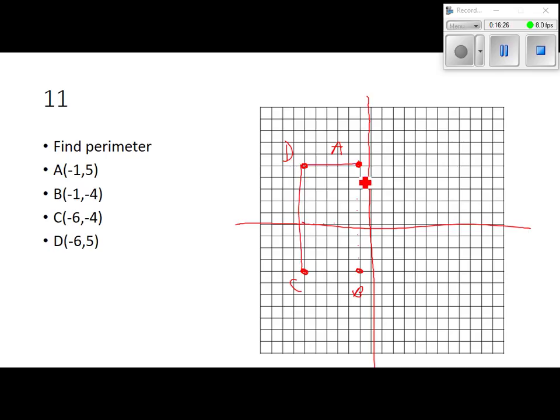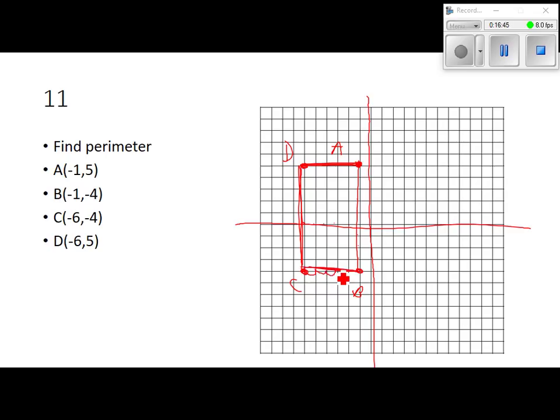So we got this shape, and again, mine's not drawn very well, but it's supposed to be a rectangle. We want to find the perimeter. Since all these are either vertical or horizontal, all we got to do is count and then add up all the sides. So I'm going to count CB down here first.